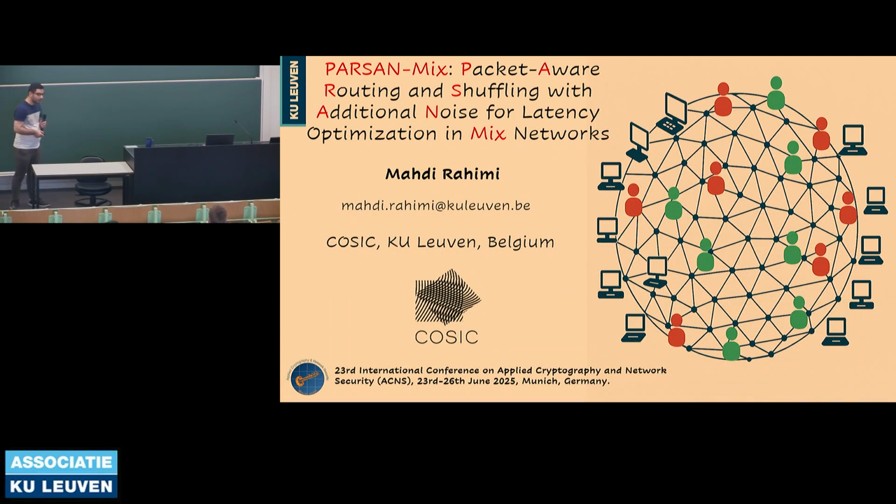So to this end, I'm gonna first briefly introduce anonymous communication systems and the necessity of having them on the internet. And then later on, I will discuss some of the issues of mixed networks as a type of anonymous communication system. And subsequently, I'm going to introduce PARSAN-Mix methodologies to resolve these challenges. And eventually, I will conclude the talk by mentioning some key results of PARSAN-Mix.